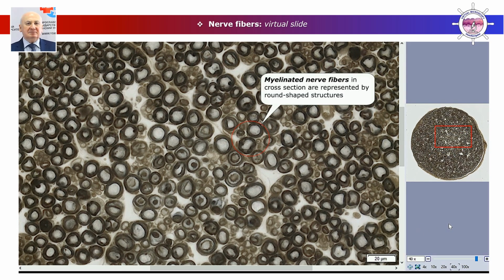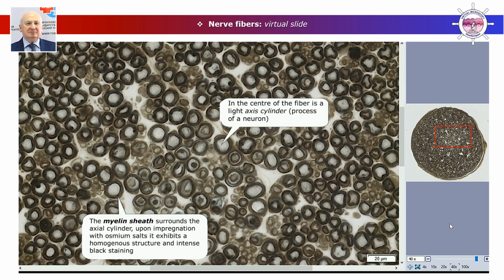Myelinated nerve fibers in cross-section are represented by round-shaped structures. In the center of the fiber is a light axis cylinder. The myelin sheath surrounds the axial cylinder. Upon impregnation with osmium salts, it exhibits a homogeneous structure and intense black staining.